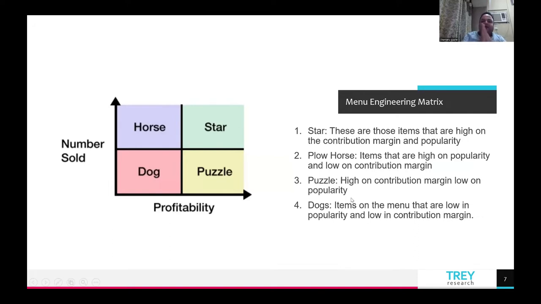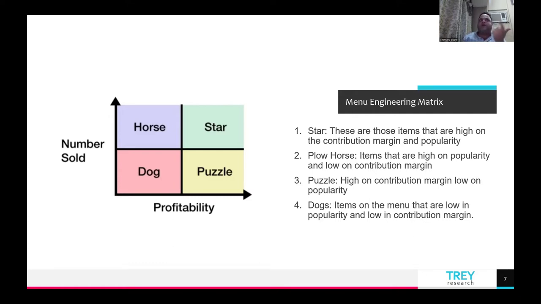This is something that we all need to do if we are running a commercial operation. This is like a basic SWOT analysis, strengths, weaknesses, opportunities and threats. Similarly, we have here horses, puzzles, dogs and stars. The right side is more profitability and the vertical axis is the number of items sold. So we should categorize our menu not just as starters, main course and desserts, but as which are our star items. Star items are those which are low on cost and high on profitability, and at the same time they are selling high.